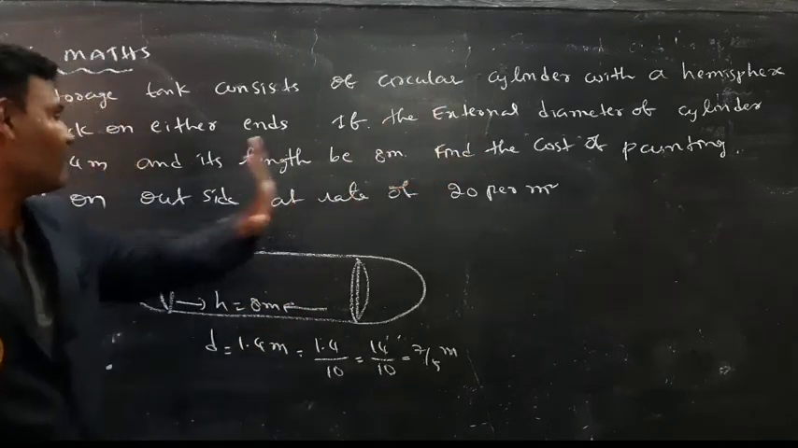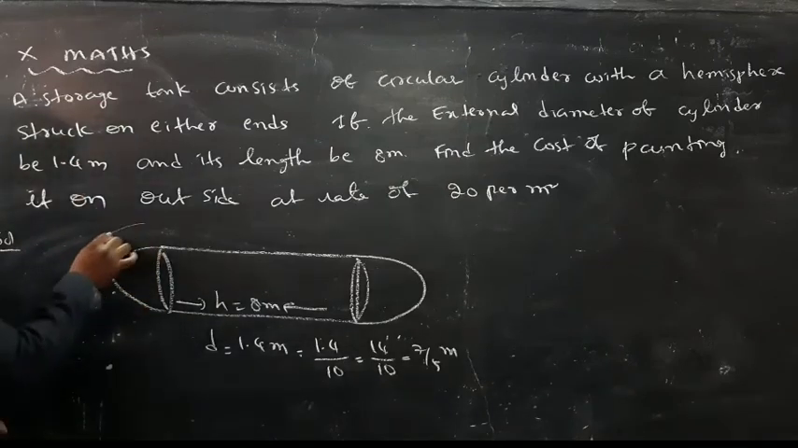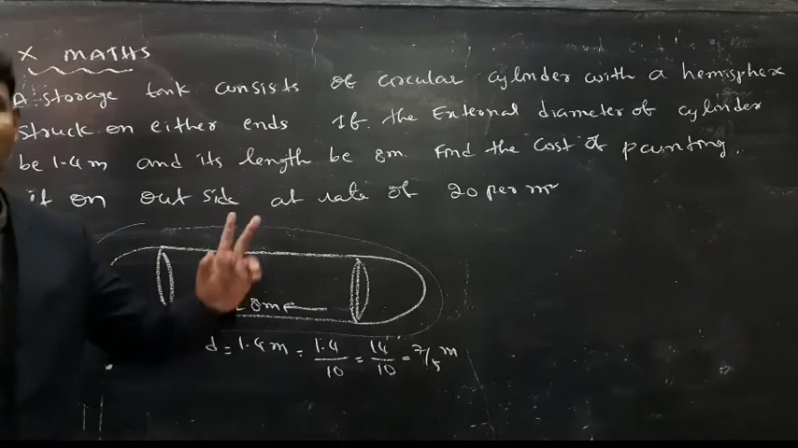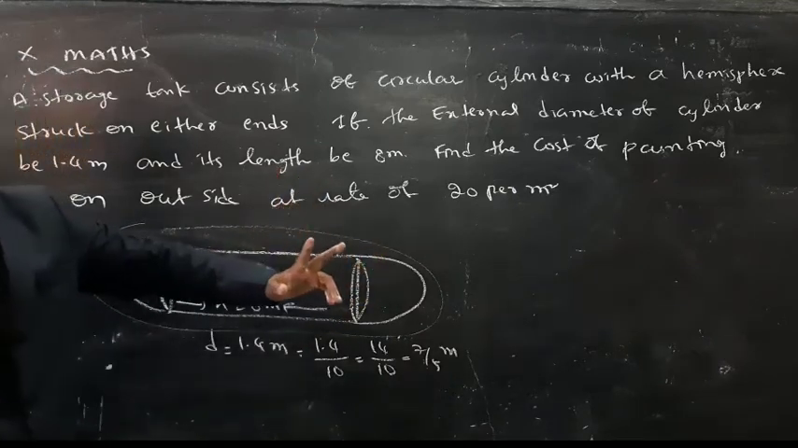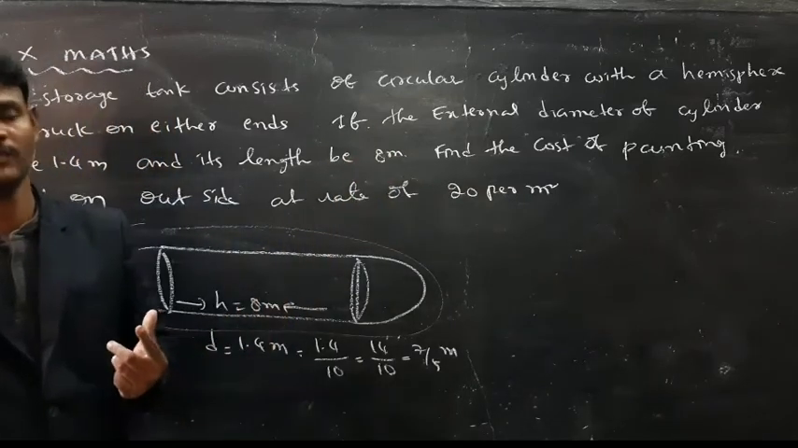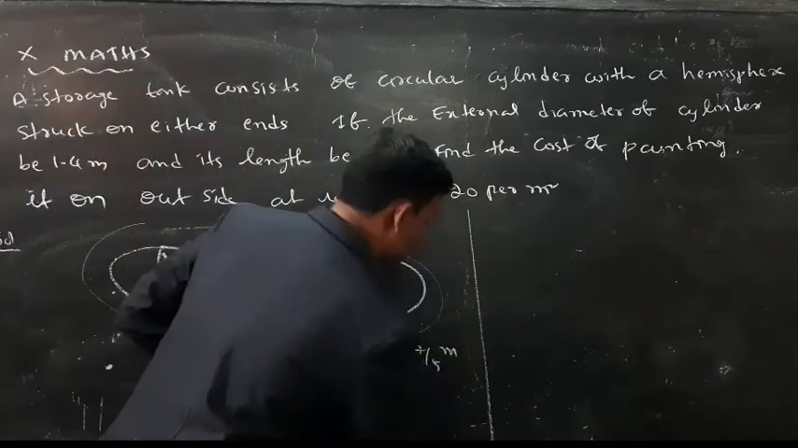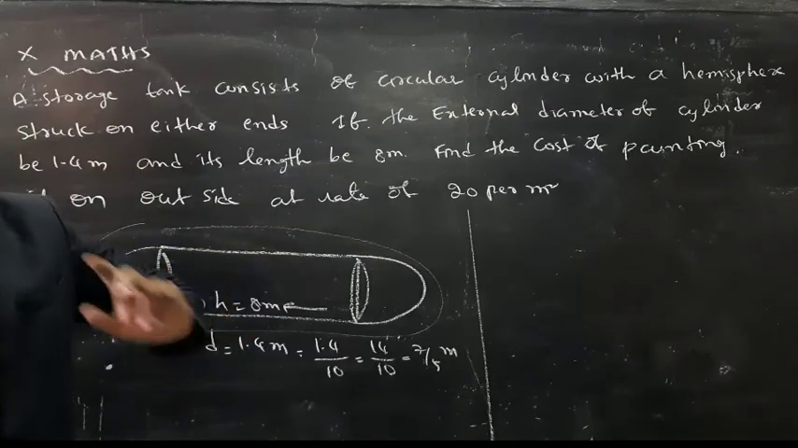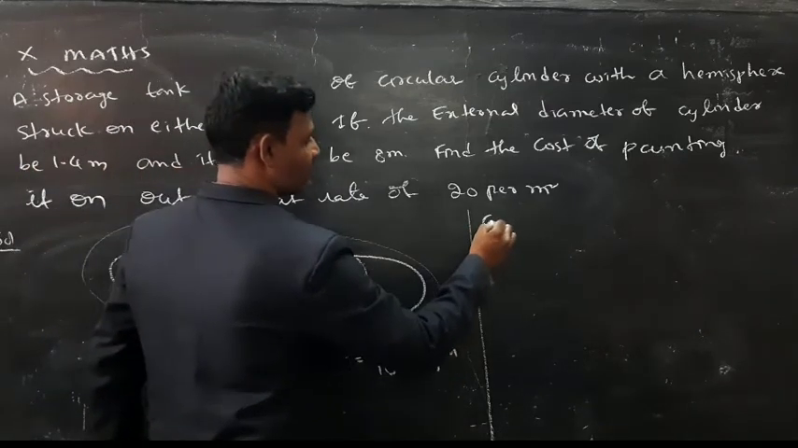Find the cost of painting. He is painting the tanker. You have to find the cost of painting that cylinder at the rate of 20 rupees per 1 meter square. First, this is a combination of two figures. What are they? The cylinder and also the hemisphere. First you take the cylinder.